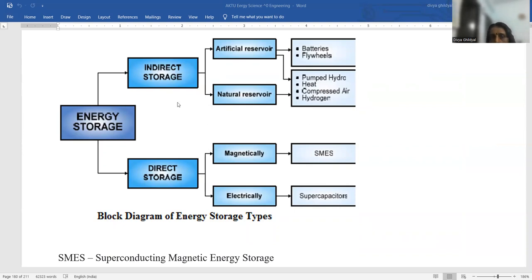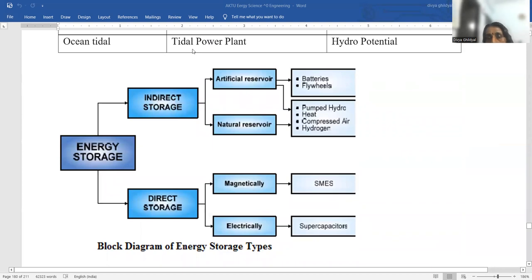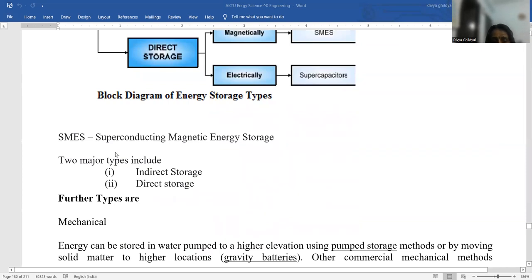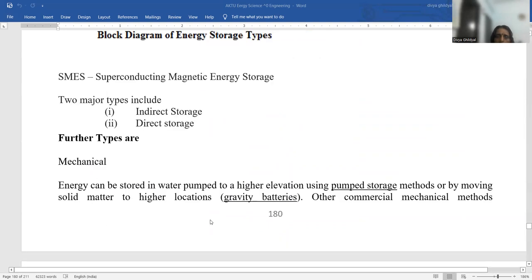The indirect ones are, first I take the energy from them and then I change the energy and then I utilize it for my daily or basic needs, like artificial reservoir, batteries, flywheels, etc. Natural reservoirs can be your hydro, pumped hydros, water or compressed air, etc. So the two major types of energy storage are the indirect storage and the direct storage.